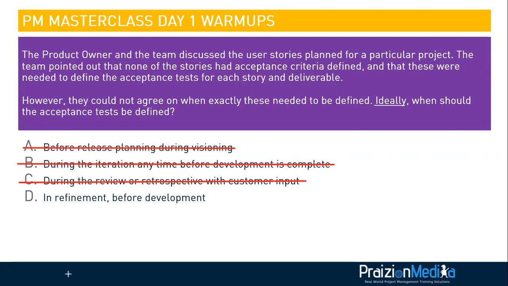It's in refinement before development. And when you know the 3-5-3 and you know what happens in each event, it makes sense as to why you would do this in backlog refinement, right? So it's in refinement before development. And that is the overarching best answer.